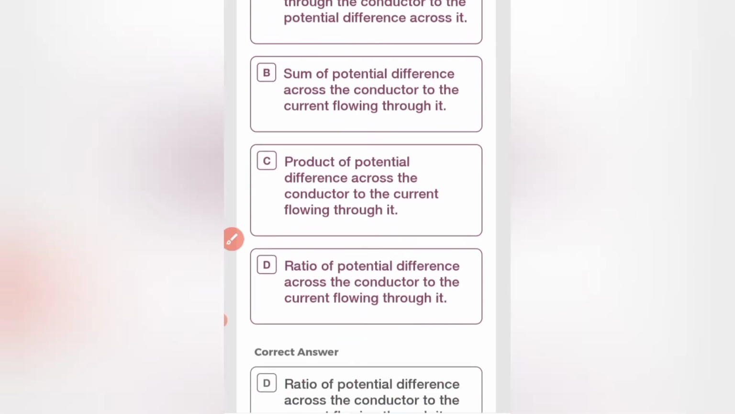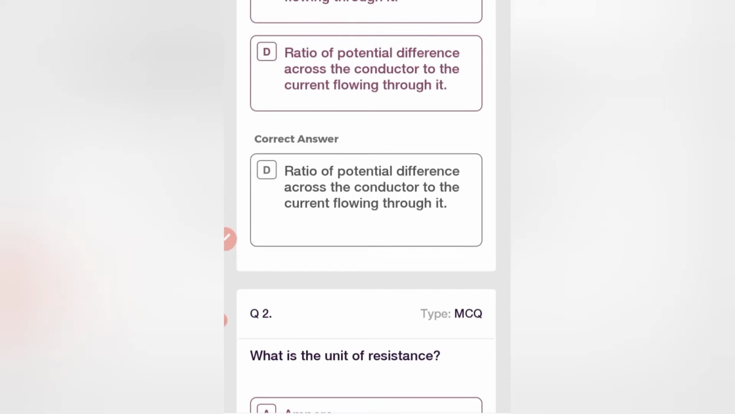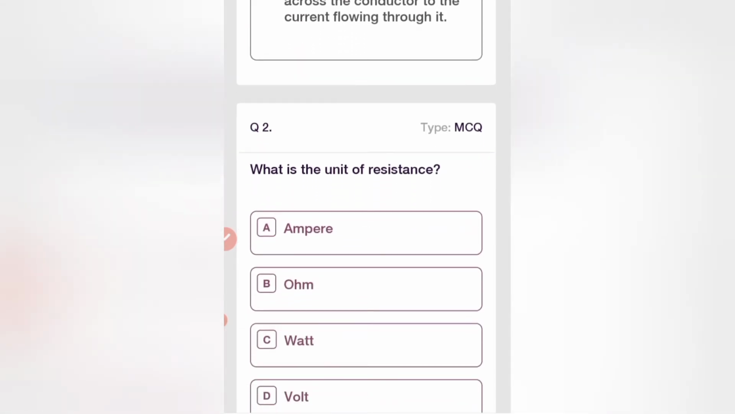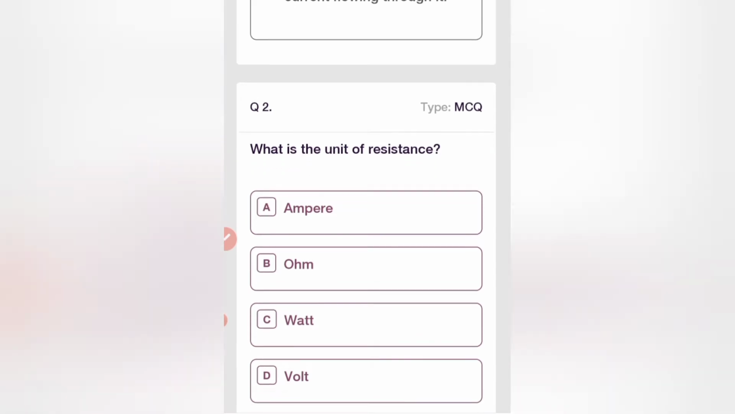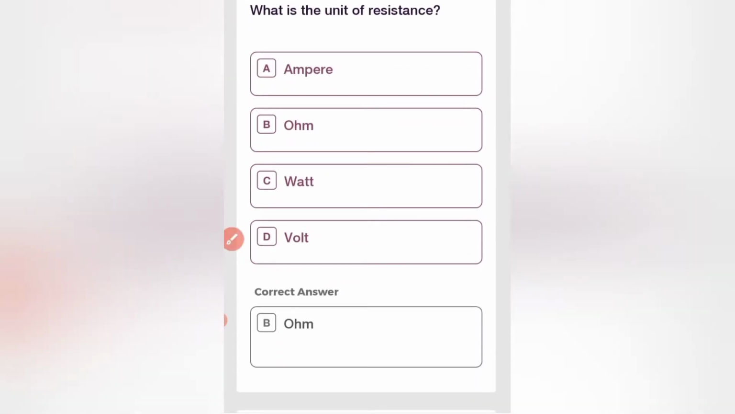Next question. What is the unit of resistance? Option A, ampere. Ampere is the SI unit of current. Ohm is the SI unit of resistance. Watt is the SI unit of power, and volt is the SI unit of potential difference. So option B is the correct answer, the SI unit of resistance.